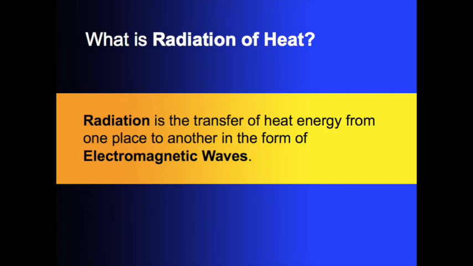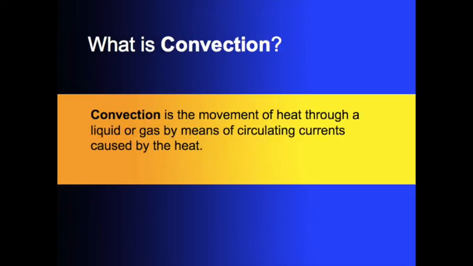Radiation, on the other hand, doesn't need a medium to pass through. So it doesn't matter if you're talking about solids, liquids, and gases. Radiation can go through a vacuum because heat is moved by electromagnetic waves. That's how heat from the sun is able to reach us on Earth through space, even though there's no gas, solid, liquid, or gas in space.